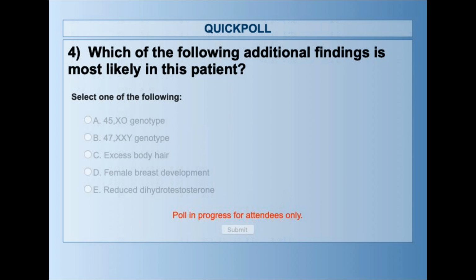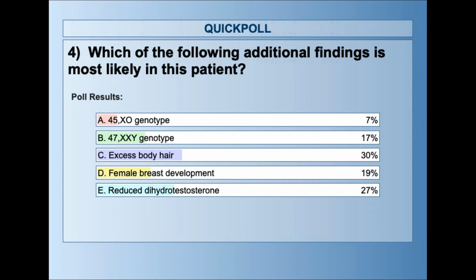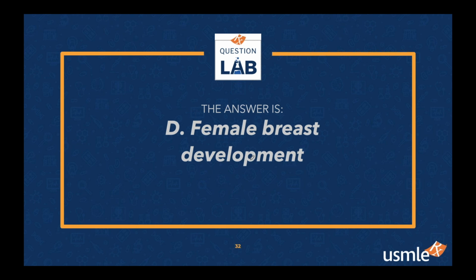All right, seeing the responses coming in. We'll give all of you a few more seconds here. Let's take a look and see what you selected. It was close. 30% of you selected excess body hair and 27% of you selected reduced dihydrotestosterone. Let's see what the correct answer is. The correct answer is D, female breast development, and 3% of you are right. So let me hand it off to Liz.